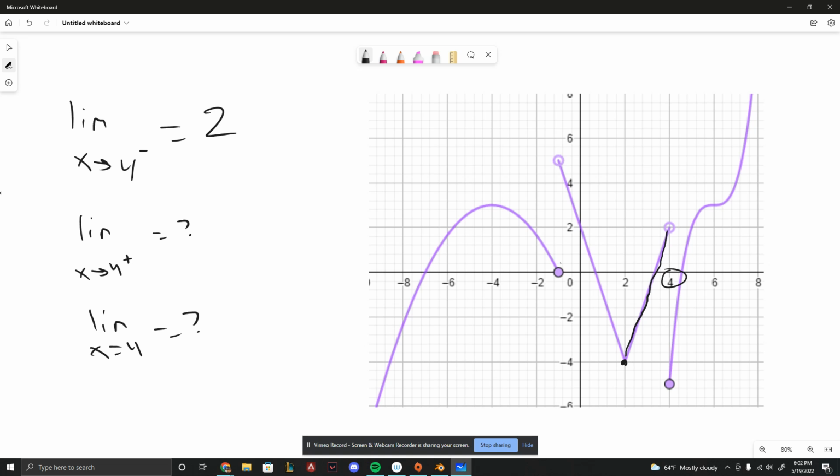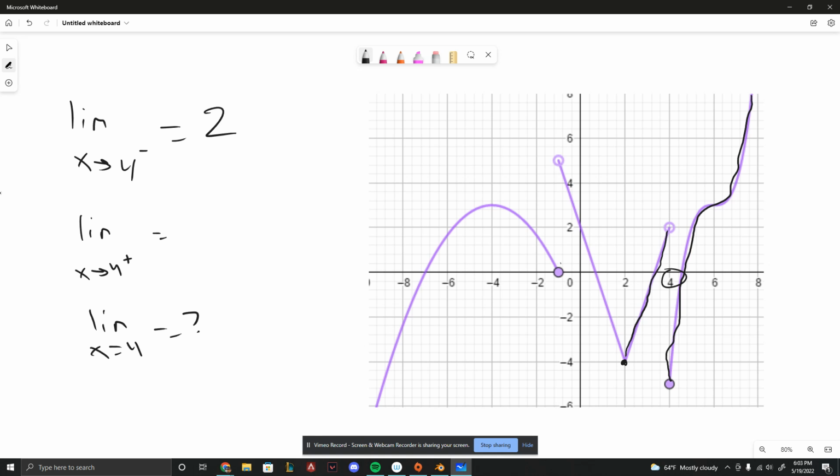Now, for the limit of x approaching 4 from the right, we're going to follow this branch because this is coming from the right. Still going, and we get to here, which I'm going to assume is negative 5.